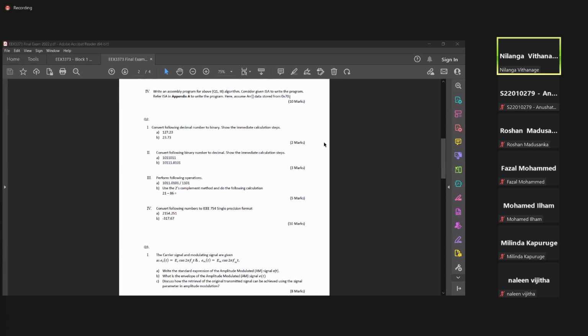I will upload this year's paper into the LMS. Actually, the structure is the same, right? You don't need to do each and every paper. If you can understand the structure, you can get ready for the final exam. That's why we didn't upload everything.